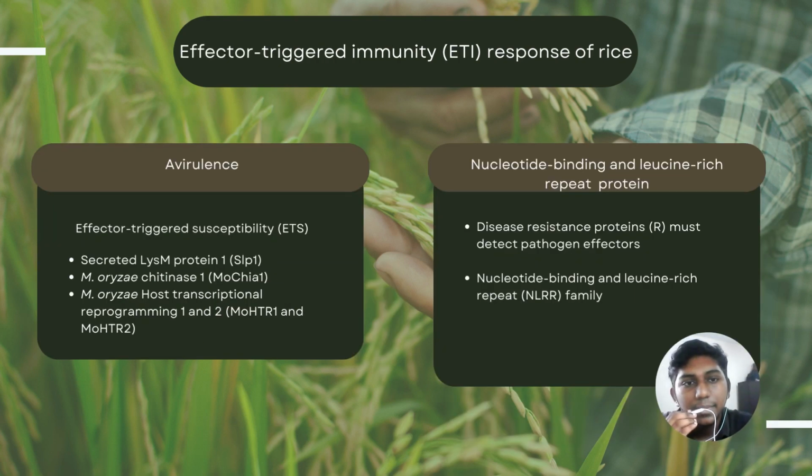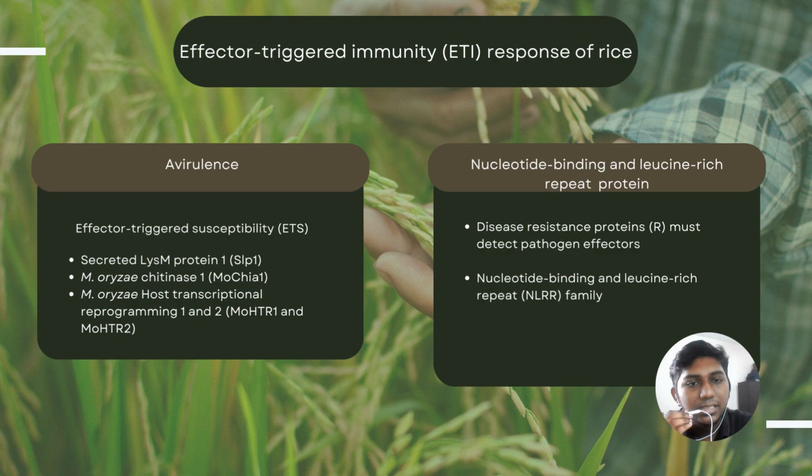Magnaporthe oryzae has developed a method to inject effectors to subvert the PTI of the rice. So these kinds of effectors are known as virulence proteins. One example of a virulence protein is the host transcriptional reprogramming 1 and 2, which will be transported into the rice nucleus to reprogram the host immune-responsive genes and eliminate the host immunity. To combat this, the rice will use the second layer of immunity.